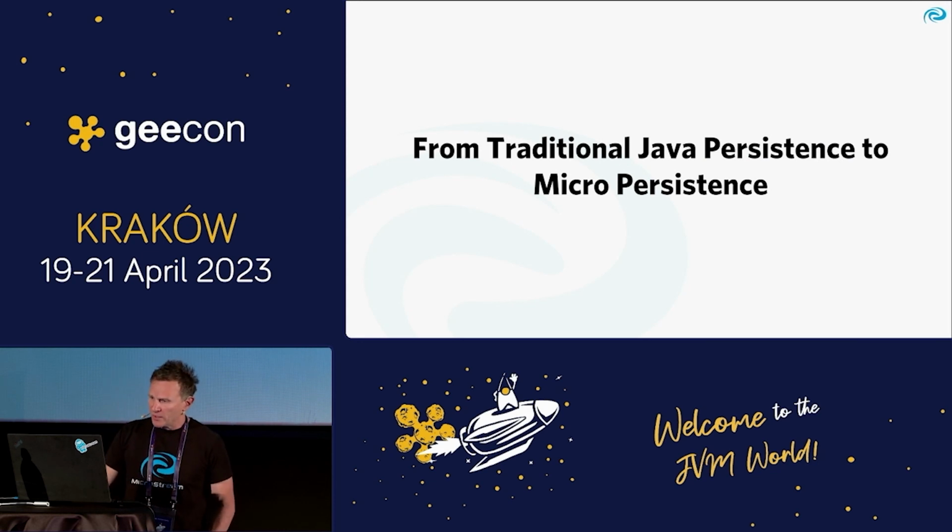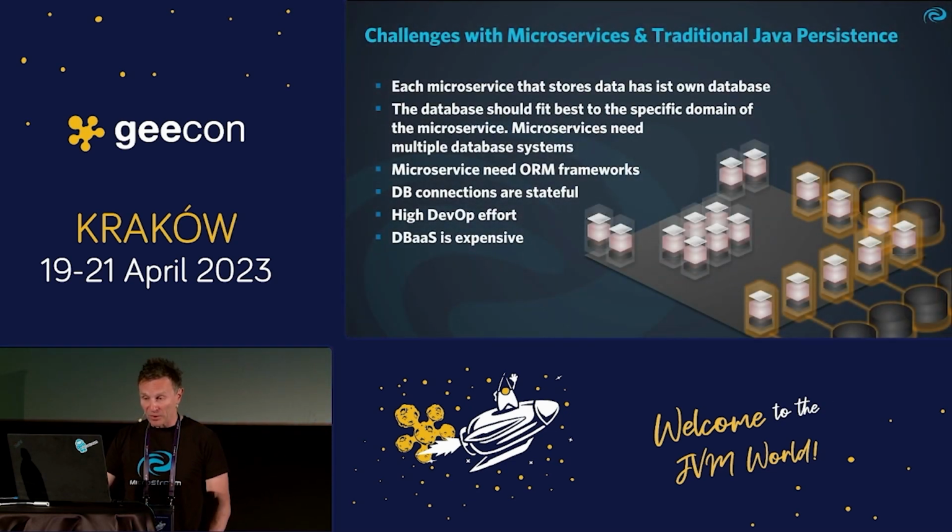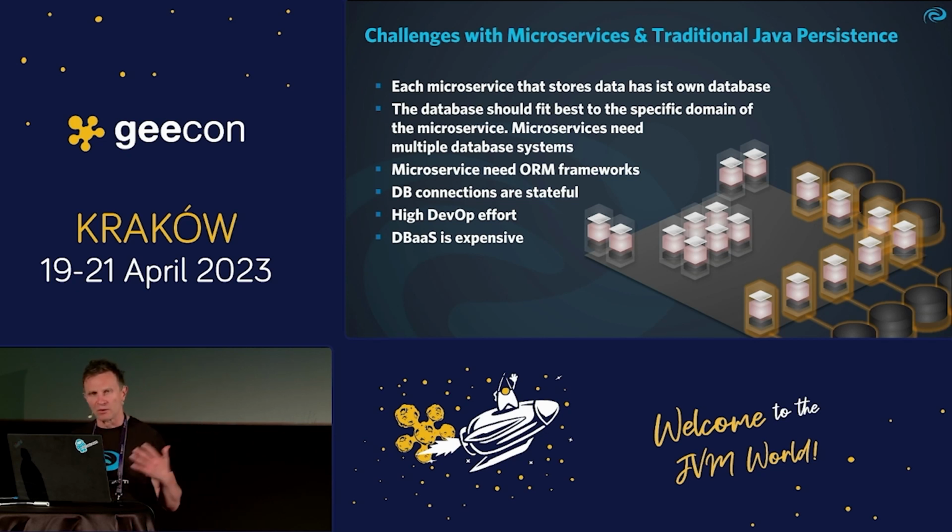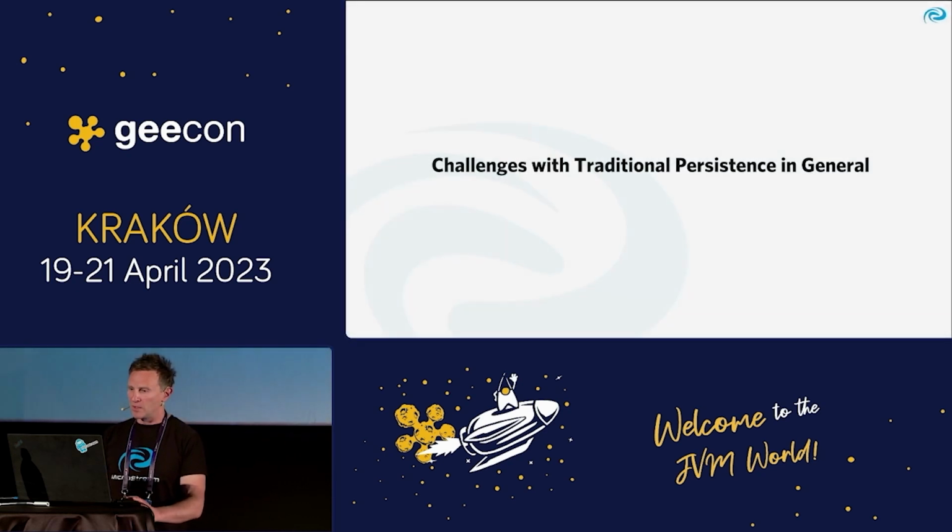From traditional Java persistence to micro persistence. So what about persistence? I mentioned already, each microservice should have its own database. It feels heavyweight, using various different database systems for different use cases. So the question is, can we do this better?